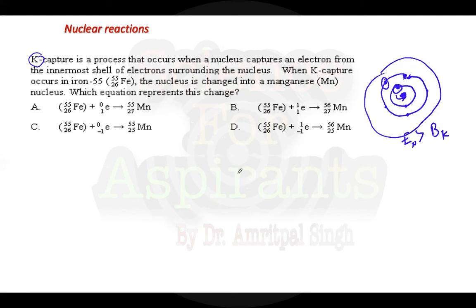So this example says that in this K orbital electron capture process, a nucleus captures an electron from the innermost shell of electrons surrounding this nucleus, and you can see that when a K capture occurs in this iron nucleus, the nucleus is changed into manganese. So the iron nucleus is capturing an orbital electron and it is converted into manganese. So which equation represents this nuclear reaction? Yes, students, what is the correct one? Sir, I think option C is correct.